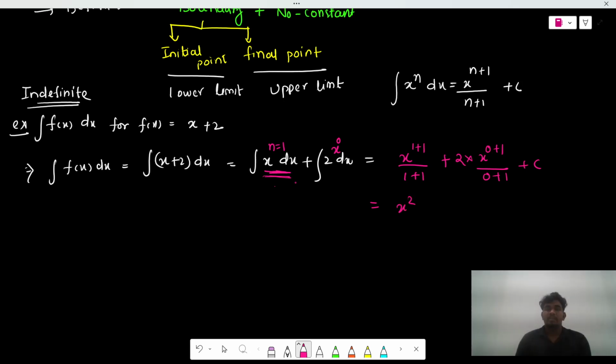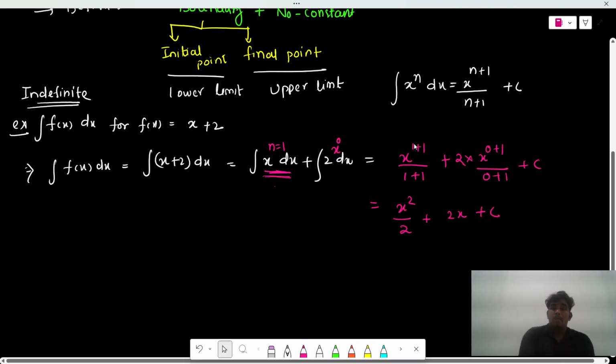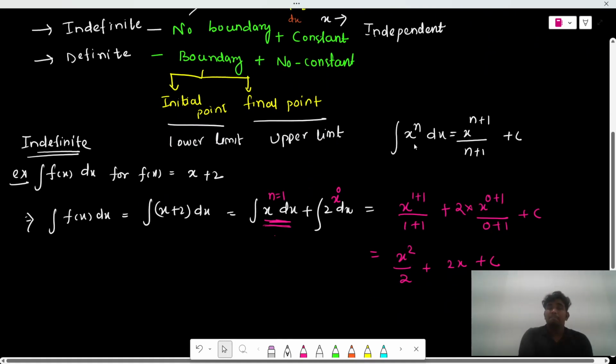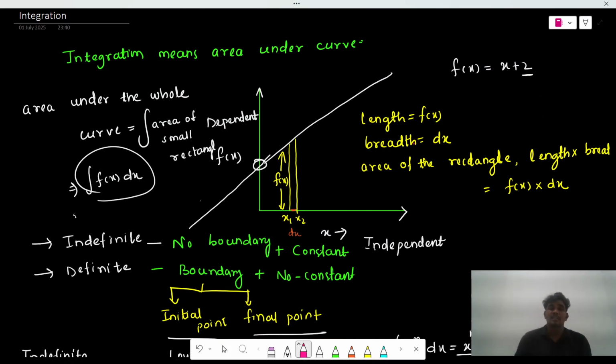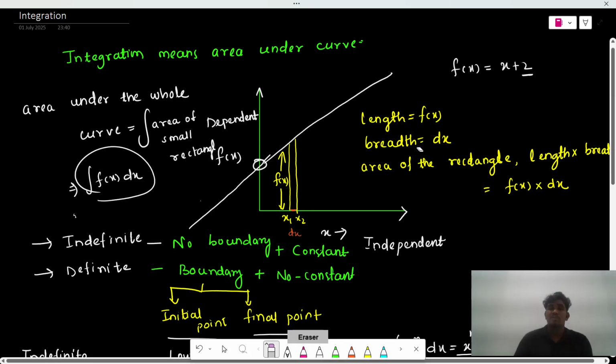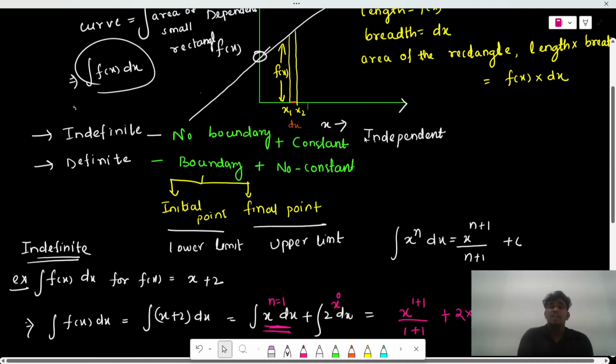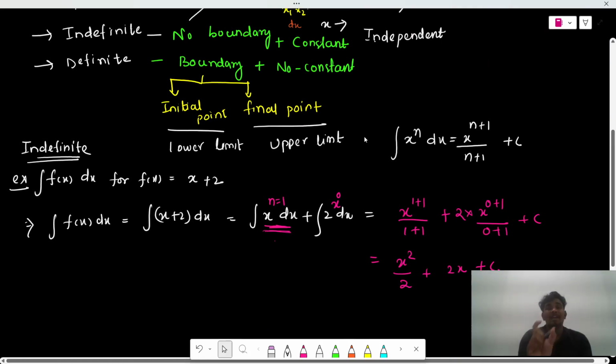So the answer will be x squared by 2 plus 2x plus c. That's all. Now, what is the meaning of c? Basically, c represents the infinite area under this curve. As we know, in indefinite integration there is no boundary, so the area will be infinite. To represent that infinite area, we use C.